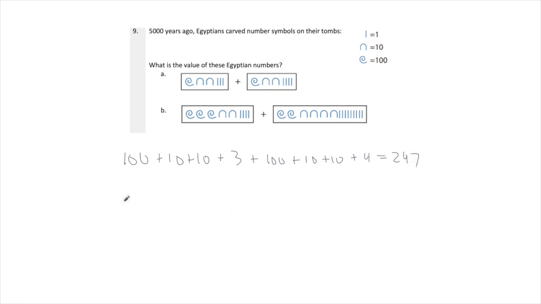For part B, we can do the same thing. So that would be 100 plus 100 plus 100 plus 10 plus 10 plus 4 plus 100 plus 100 plus 10 plus 10 plus 10 plus 10 and plus 9. So that would give us a sum of 573, and that's our answer to part B.